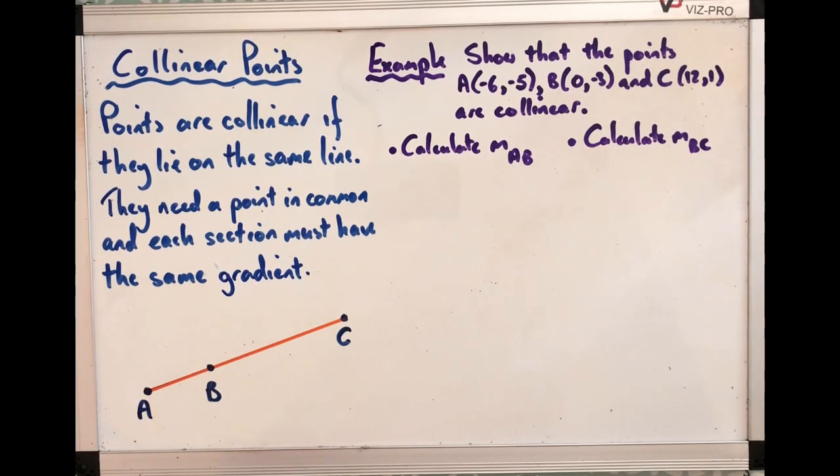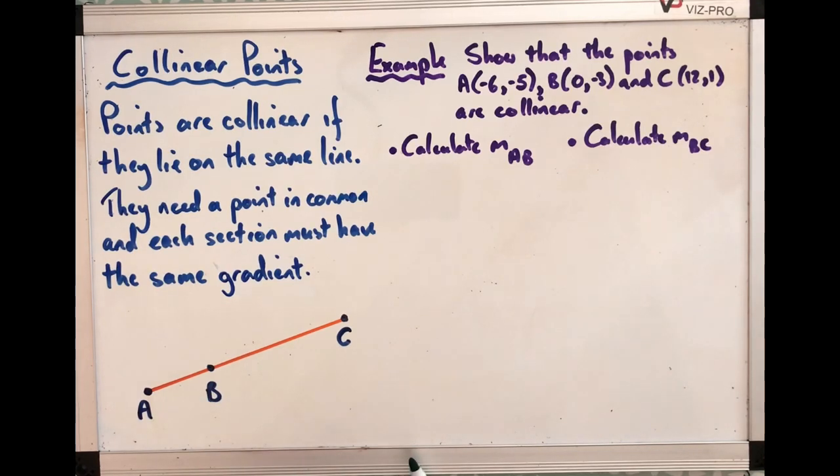To do that, they need a point in common, and each section of the line, for example AB and BC, must have the same gradient, because if they've got the same gradient, they are parallel. And if they've got a point in common as well, then they are collinear.